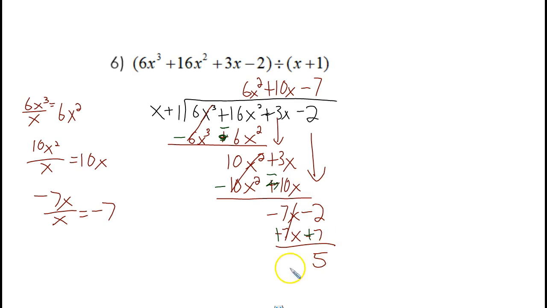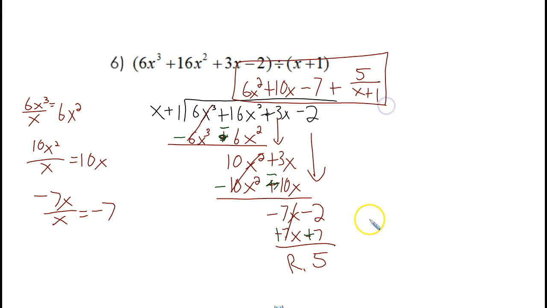That is the remainder, right? But in this problem, we put plus the remainder over what we were dividing by, x plus 1. That is the polynomial that we wanted as our answer to this division problem.